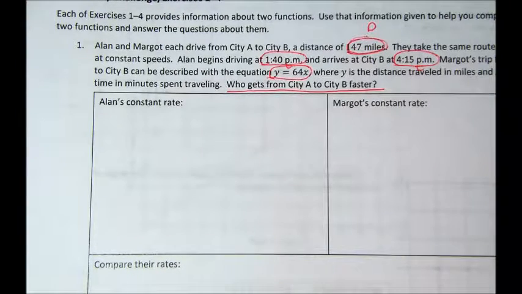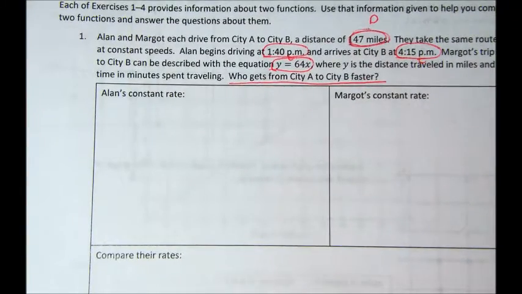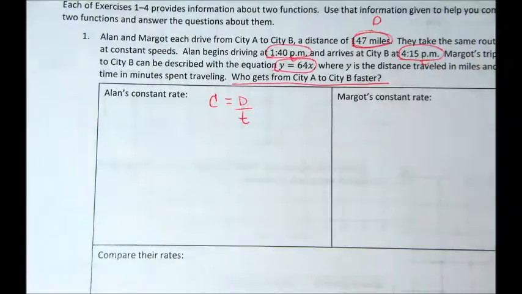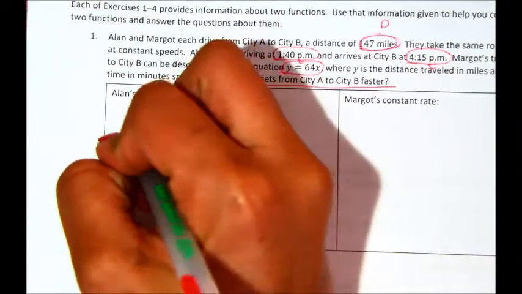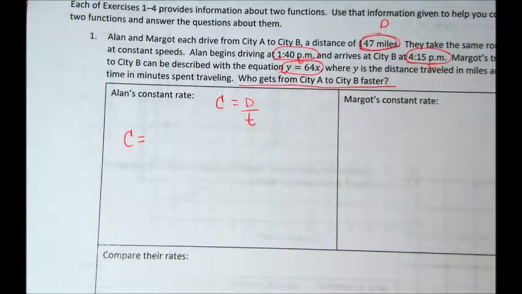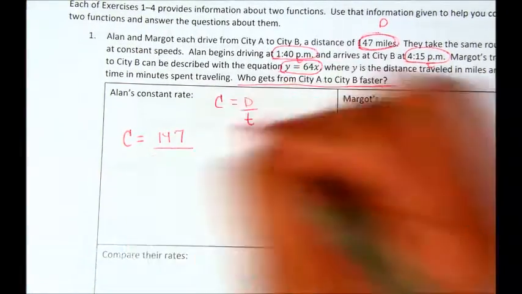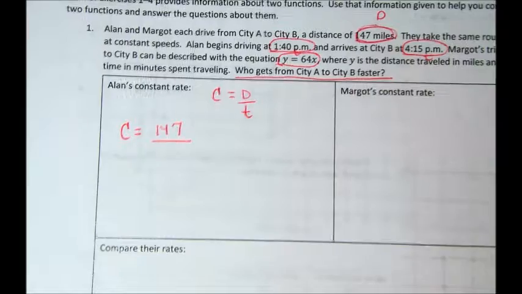So for me to be able to begin to answer this question, I need to know the constant rate that both will travel from city A to city B. Let's zero in on Allen. Remember that constant rate is equal to distance over time. All right, for both Margot and Allen, we were told that our distance is going to be 147 miles. But we need to figure out our time.